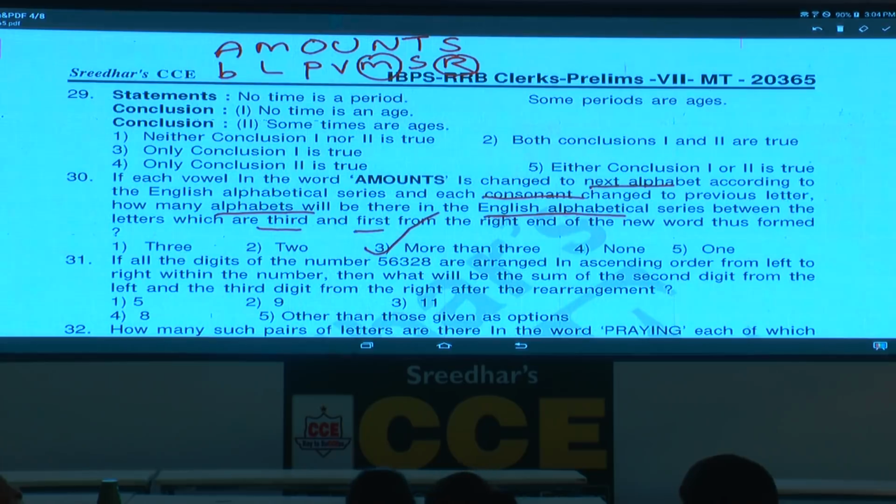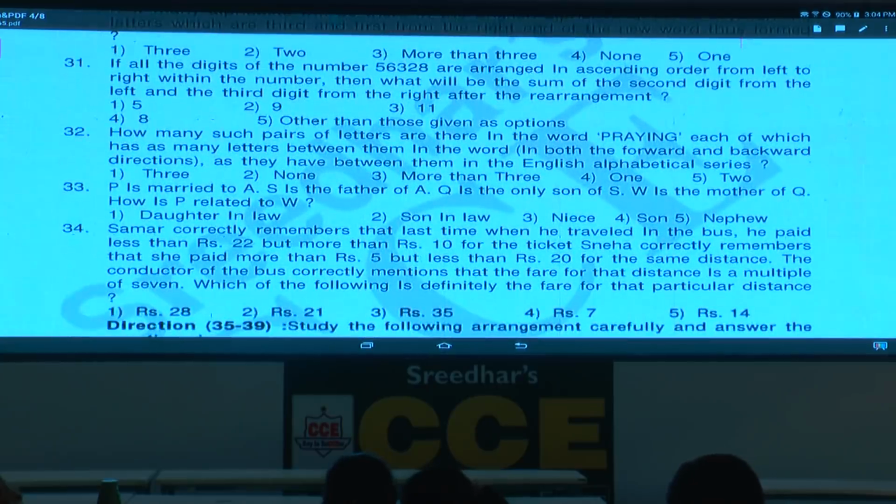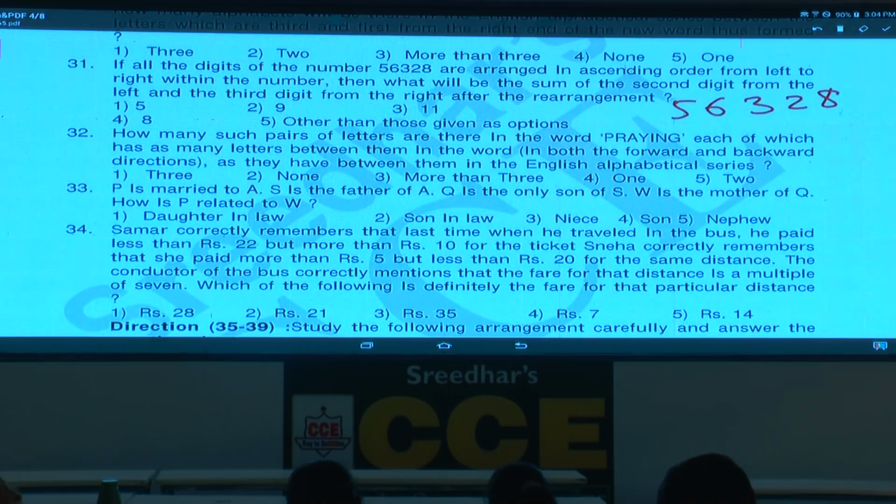Then 31st. Now question number 31, 5, 6, 3, 2, 8. Now in this 5, 6, 3, 2, 8 is the number given. If all the digits of the number 5, 6, 3, 2, 8 are arranged in ascending order from left to right within the number, this will be 2, 3, 5, 6, 8. Then what will be the sum of the second digit from the left end and third digit from the right? What are those numbers? 3 plus 5, that is 8, choice 4.